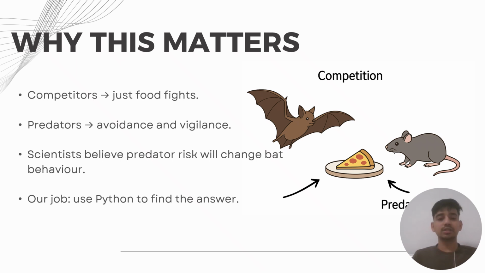In this slide, we are talking about why this question matters. This question matters because competition and predation create very different behavior in rats and bats. If rats are seen as competitors, bats may just fight for food. If rats are seen as predators, bats may avoid them or act more cautiously.